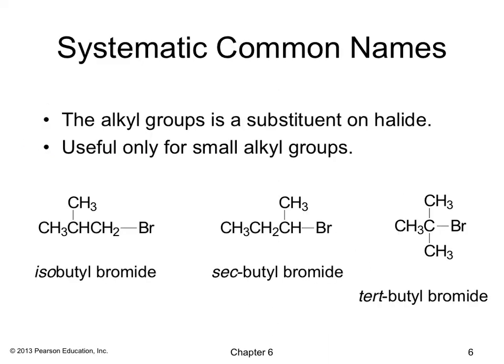There are some systematic common names. The alkyl group is a substituent on an alkyl halide, and they're useful only for the small alkyl groups. So here's, for example, an isobutyl group, and this would be isobutyl bromide. Again, iso is italicized. Here it's sec-butyl bromide. Again, sec is italicized. And tertiary butyl or tert-butyl bromide.